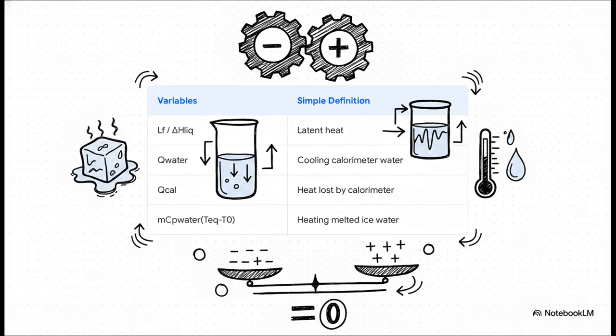The stars of our ledger are the latent heat variables for melting or liquefaction. We balance those against the heat involved in cooling the water already in our container, the heat lost or gained by the container itself, and the heat needed to warm up the newly melted ice. The crucial takeaway here is that this acts as a strict accounting system. In a perfectly insulated adiabatic system, the heat lost by the warm components exactly equals the heat gained by the cold components. You add up every single thermal transaction, and the whole shebang has to perfectly balance out to zero.